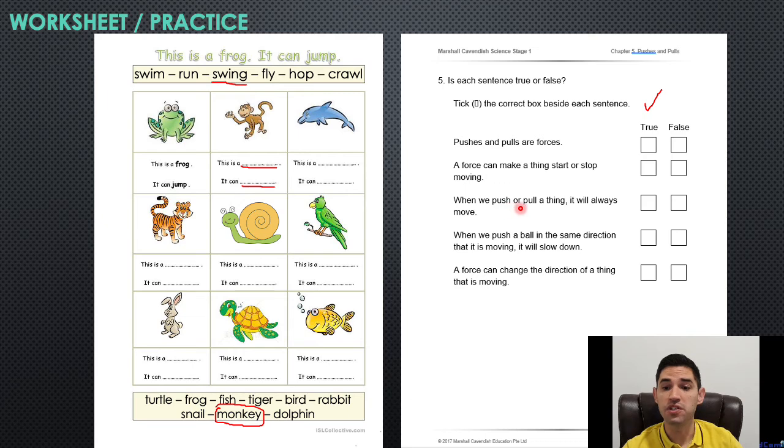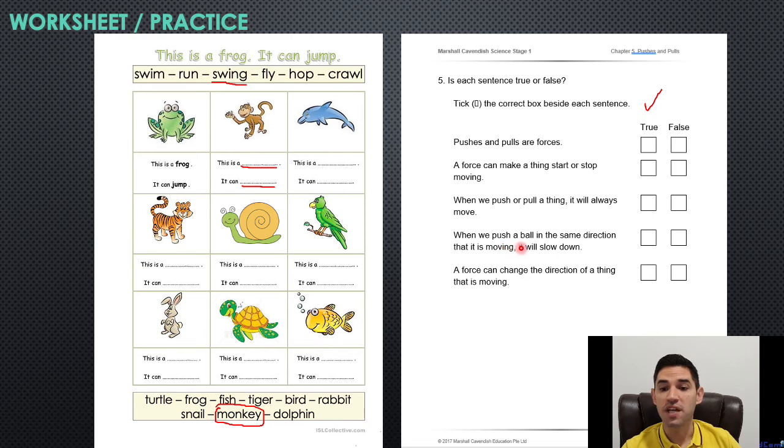Third one. When we push or pull a thing, it will always move. Is it true or false? Remember, maybe you're trying to push a house. Maybe you're trying to push a car. Maybe you're trying to push an elephant. Can you make it move always? Think about that. Is it true or false?